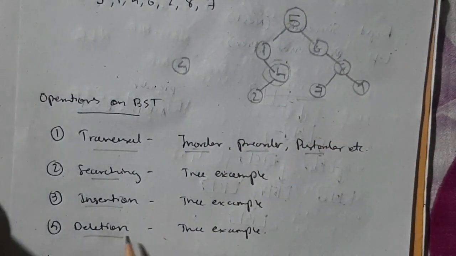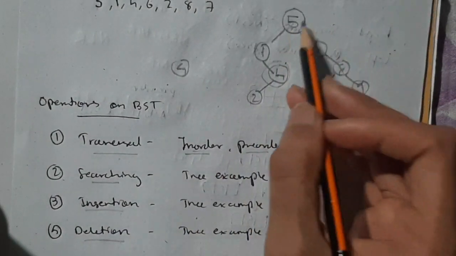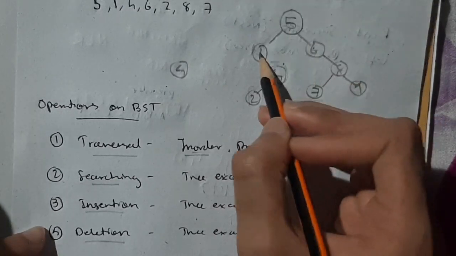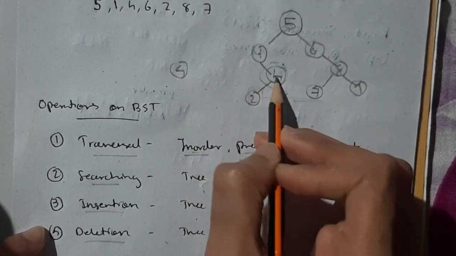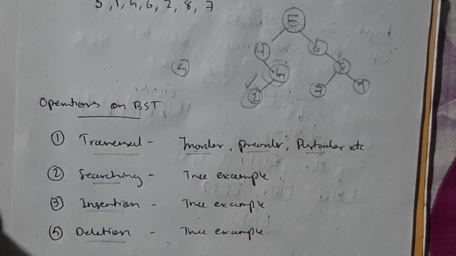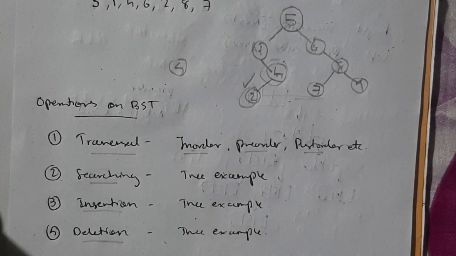Okay, deletion is very simple. Starting from 5, if I want to delete a node here, what I will do: if the node to be deleted is less than 5, I'll go here. If it is more than this one, I'll go here. If it is less than this, I'll go here. When I get the node, I'll delete it. Okay, that's the simple procedure for deletion. These are very important topics, please make a note of it.